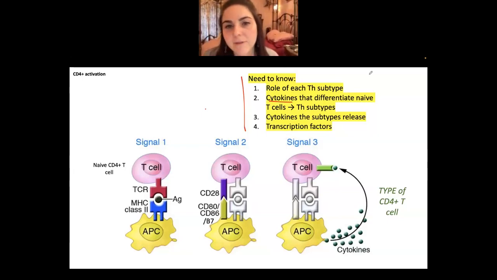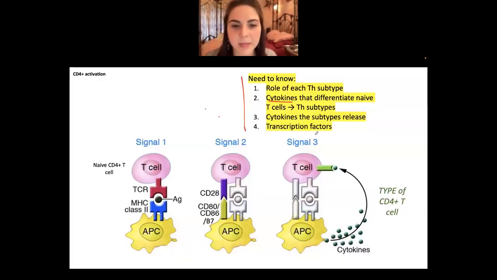And then if I have a TH1 cell, it's going to secrete its own cytokines, versus a TH2 cell, which is going to secrete its own cytokines, and so forth. And finally, sometimes they won't say TH1 positive T cell. They'll just refer to it by its transcription factor. We're going to talk about that. There are some good ways to remember them, but you should know that.